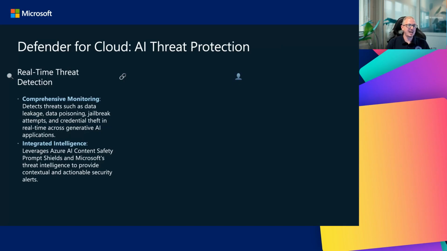So these are things such as data leaking, data poisoning, jailbreaking attempts, credential theft. These can be detected in real time and lit up into Defender. It integrates with Azure AI Content Safety Prompt Shield and Microsoft Threat Intelligence to ensure that the alerts that hopefully you will never get, but if you do, they actually have a context and they are meaningful within your environment.